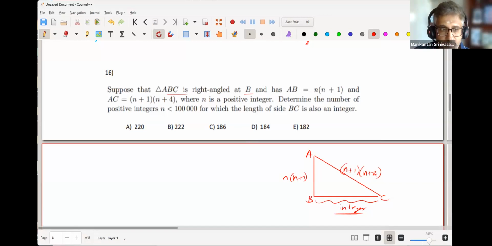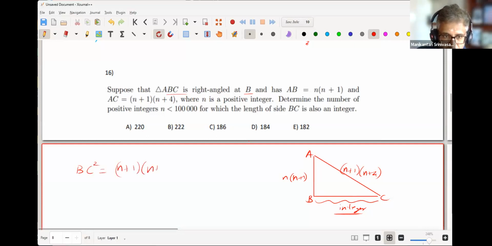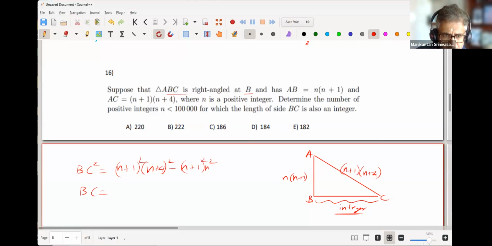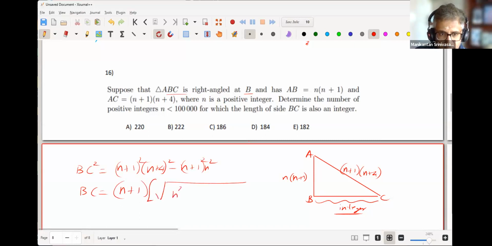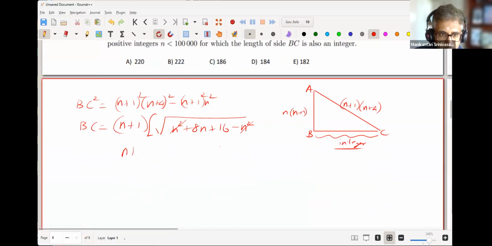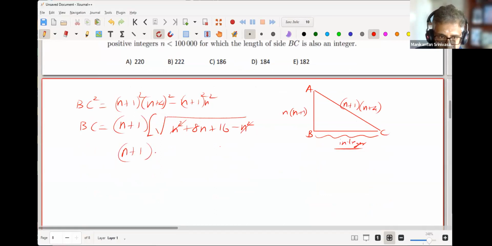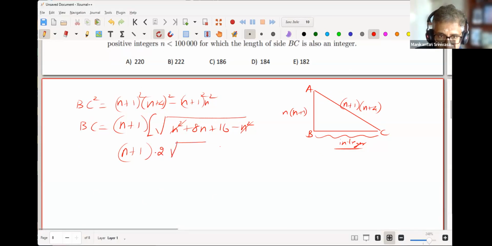So what is BC? BC squared is ((n+1)(n+4))² minus ((n+1)n)², right? So when I take the square root, n+1 can come out. So n+1 times the square root of (n+4)² minus n², which is just the square root of 8n+16. Taking 4 common outside, 4 can come out as 2, so the square root of 2n+4.